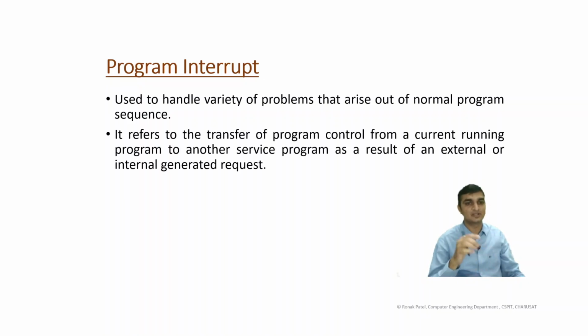It refers to the transfer of program control from the currently running program to another service program, the interrupt service program, as a result of an externally or internally generated request, right? It may be possible the power goes off, right? An update is going on and power goes off. So these are the different types of interrupts, right?